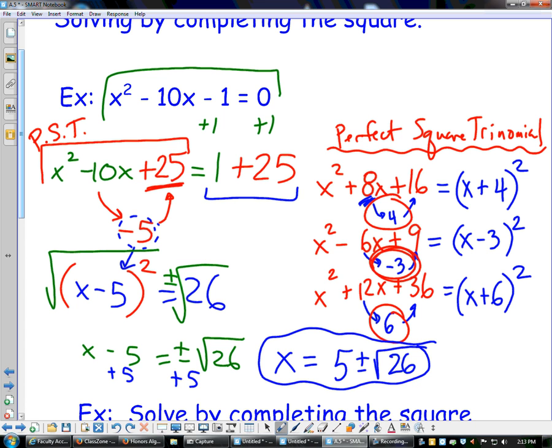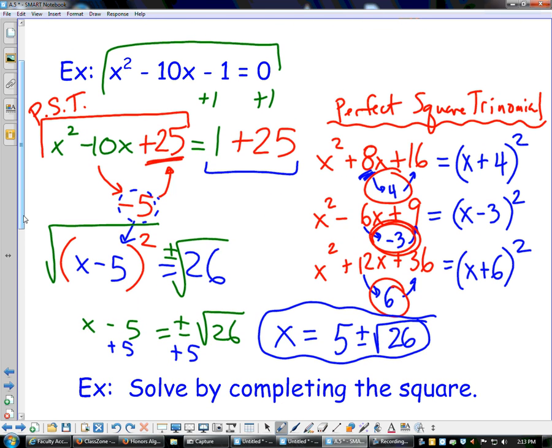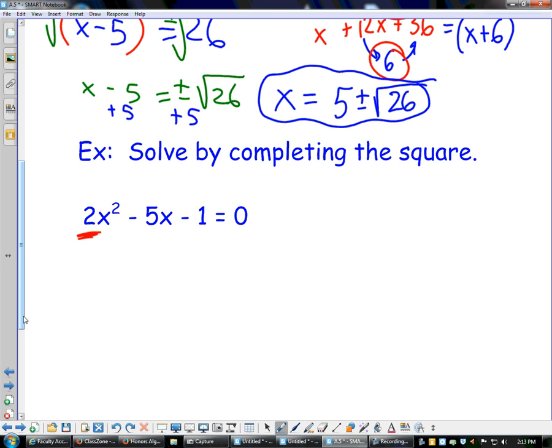All right, let's try another example of solving by completing the square. This time it is 2x squared minus 5x minus 1 equals 0. Now this one, we cannot complete the square right now because the leading coefficient is not a 1. We need the leading coefficient to be 1, like in the previous example, it was a 1x squared. We need to get this to be a 1x squared. So we are actually going to divide everything by 2.